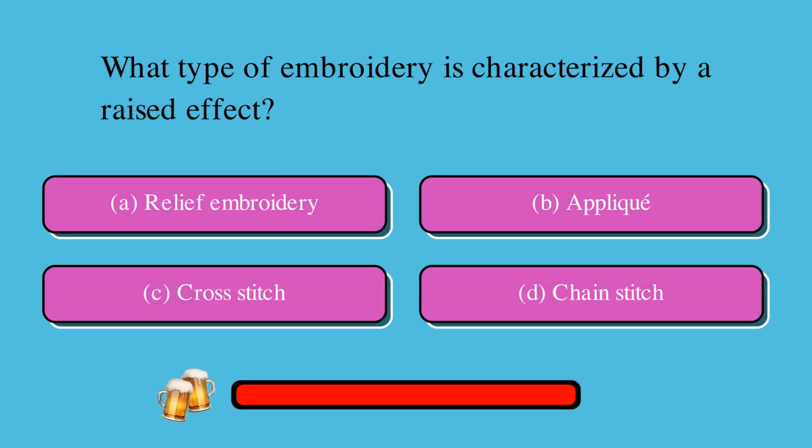What type of embroidery is characterized by a raised effect? Is it A, relief embroidery, B, applique, C, cross stitch, or D, chain stitch? The correct answer is A, relief embroidery.